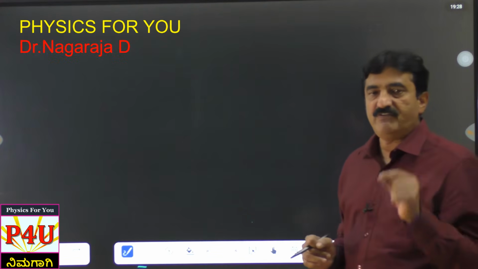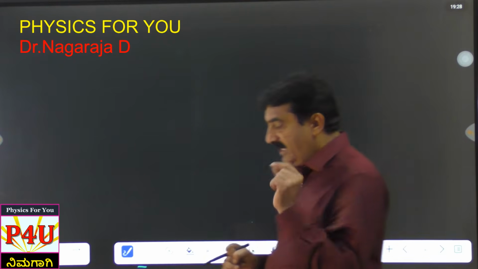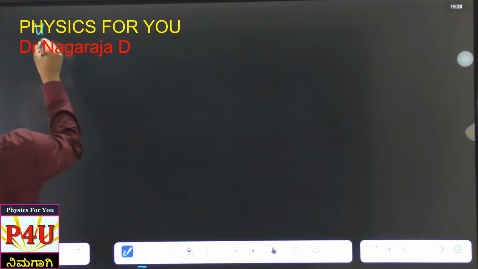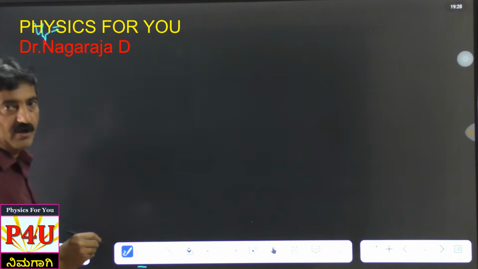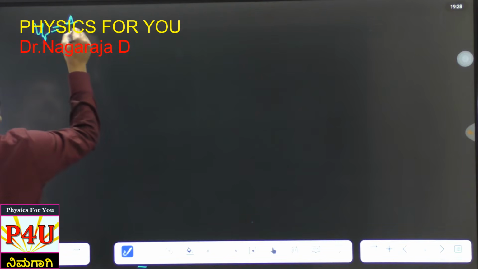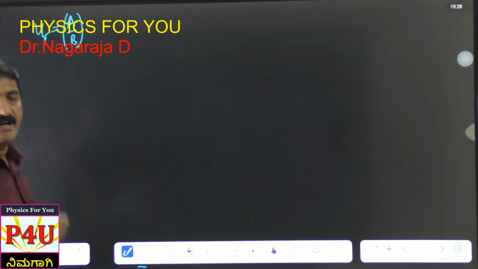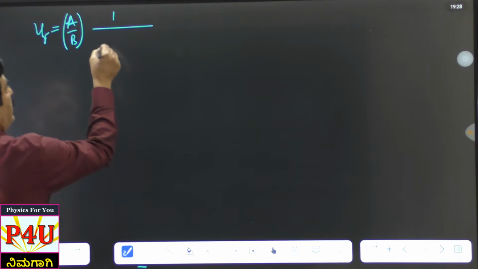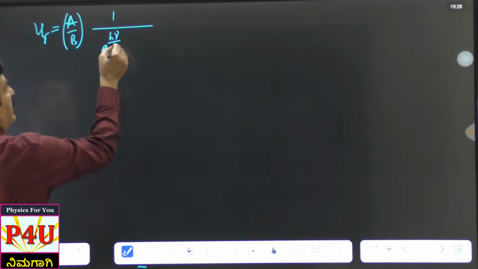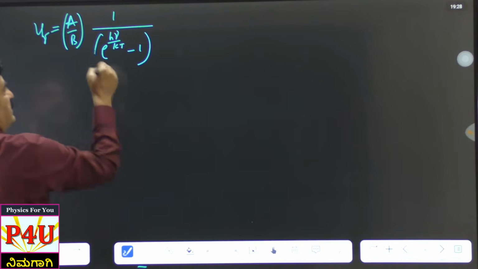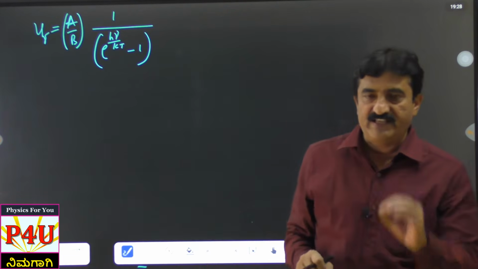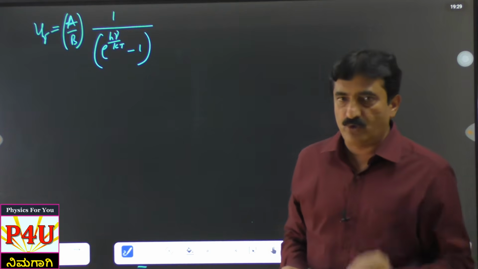In the previous video we were talking about Einstein's theory. In Einstein's theory of A and B coefficients, we derived the expression for energy density. It is of this form: U gamma is equal to A divided by B into 1 divided by e to the power of h nu by kT minus 1. So this is the expression for radiation density. This is also the theory of laser, also Einstein's A and B coefficients.